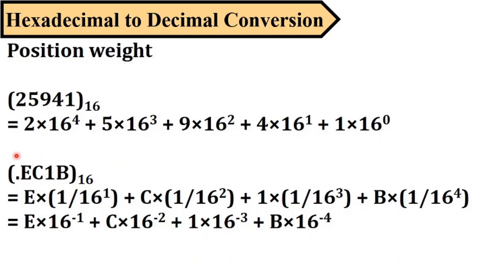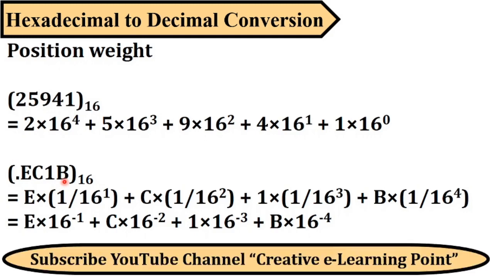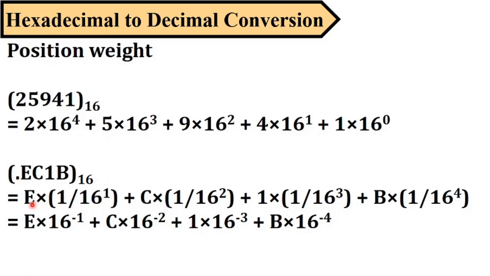This is a hexadecimal fraction number in which E is the most significant bit and B is the least significant bit. When we want to convert any hexadecimal fraction number into its corresponding decimal number, then we need to divide the particular number by its respective position weight.